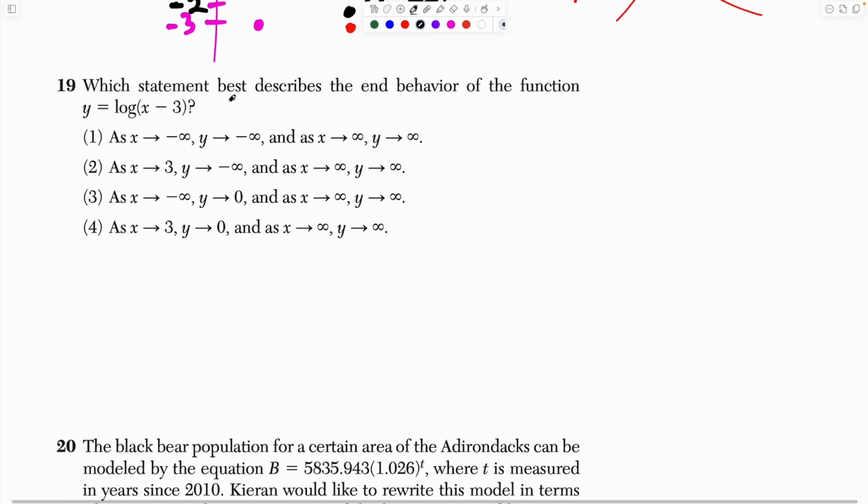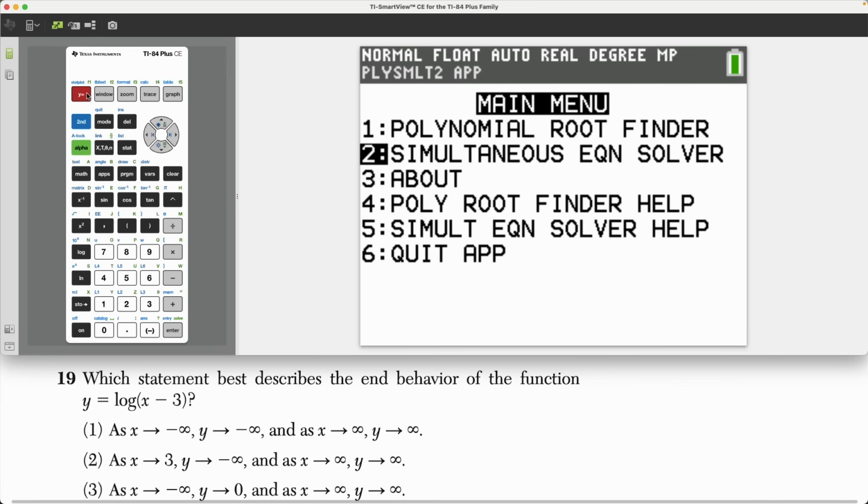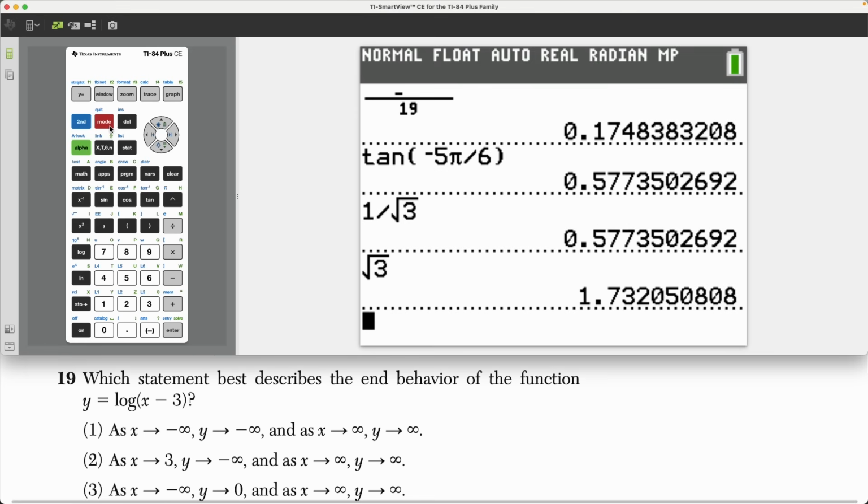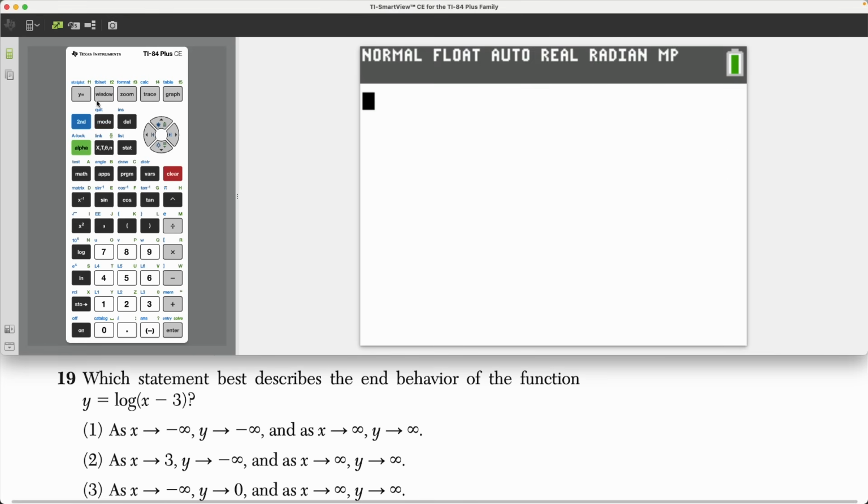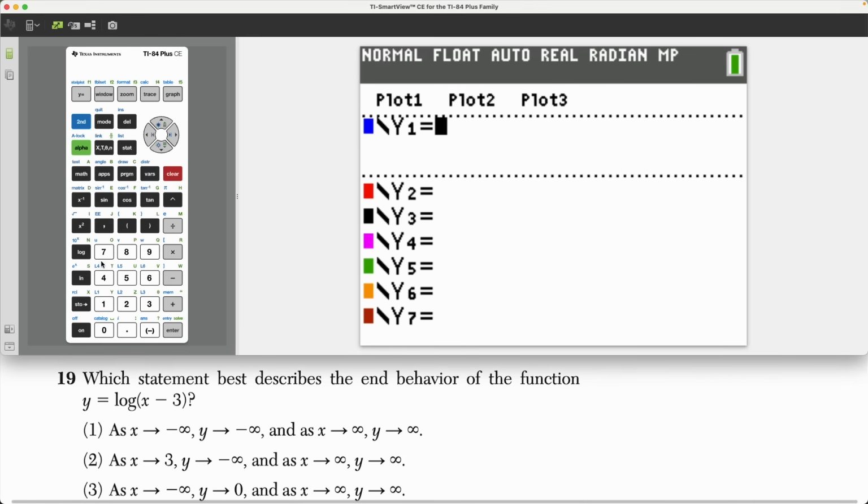Question 19, which statement best describes the end behavior of the function y equals log of x minus 3? So for this one, we could start by using the calculator. I'm going to go over to the y equals. Let me press second mode to quit that previous screen. And I go to y equals and I type in log of x minus 3.